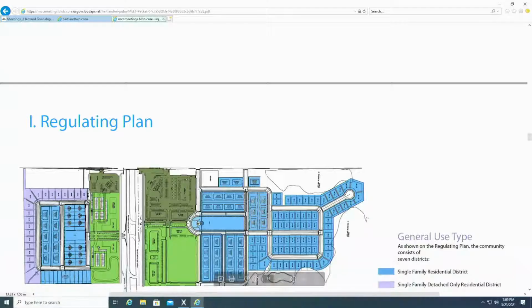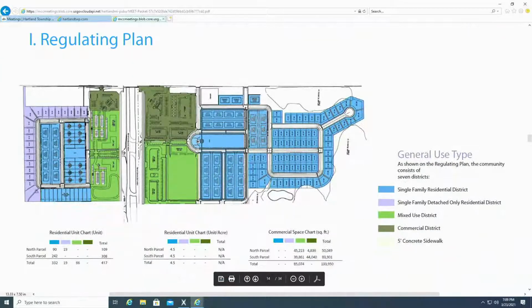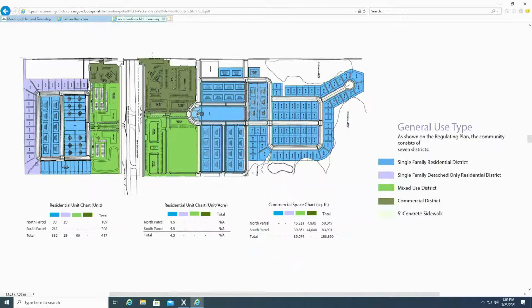Now, just so you know, it's tilted on its side, so M59 divides the property. M59 is not a north-south street, it's an east-west street. So everything on the left side of that would be the north side of the property, and everything on the right side would be on the south side of the property. There are 4 distinct areas within this development.